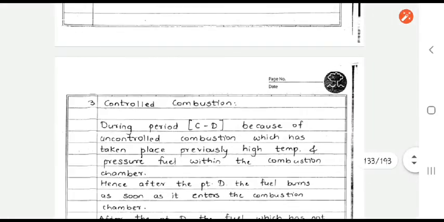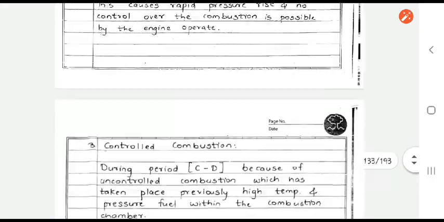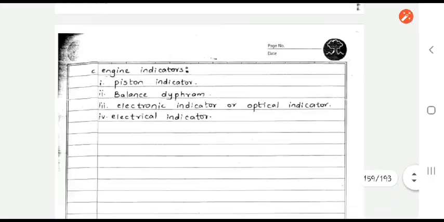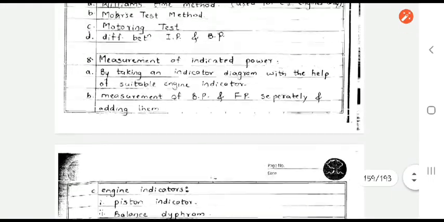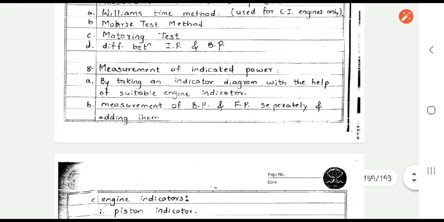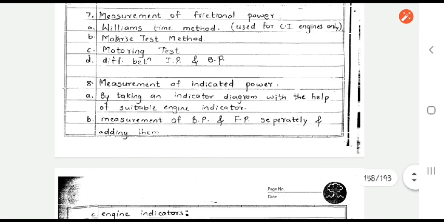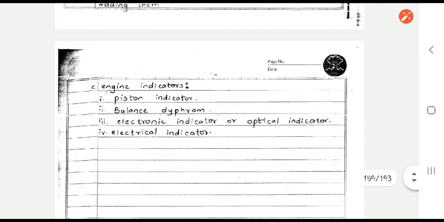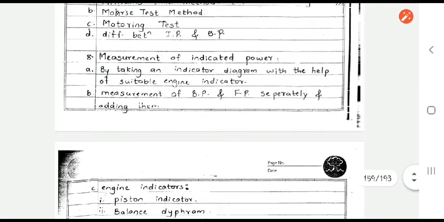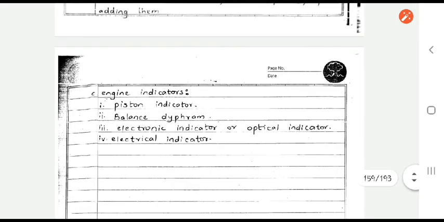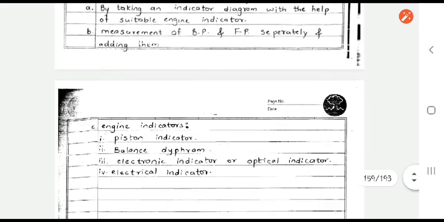Then the next one, measurement of indicated power. We can measure the indicated power with the help of the theoretical formula, by measuring brake power and frictional power separately and adding them. Then by taking the indicator diagram with the help of a suitable engine indicator, we can measure the indicated power. And the next one is the engine indicator.